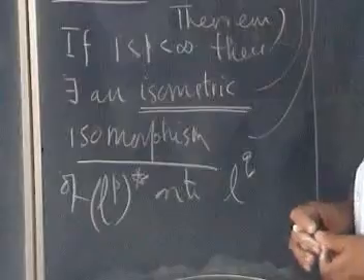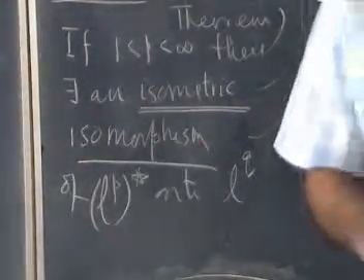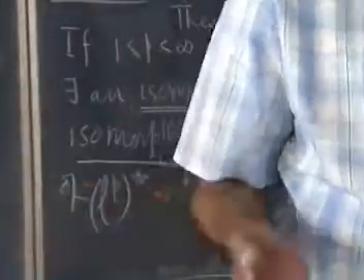Sir, is this the method to identify two spaces? Like if we can establish an isometric isomorphism between two spaces, then we can identify them, is it the general method? That is the general method that you can think of. See, iso means same.